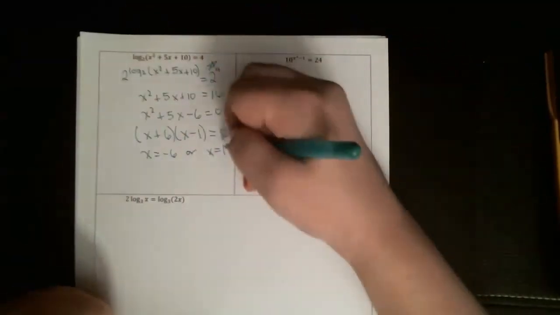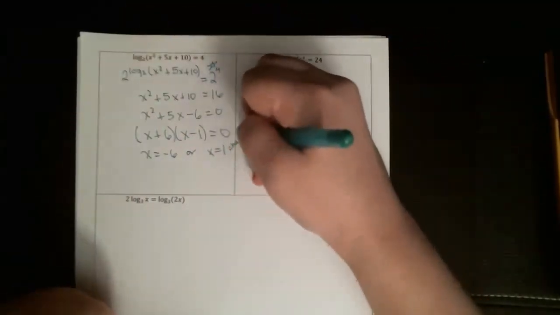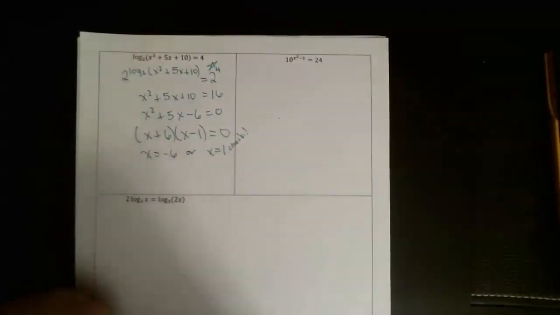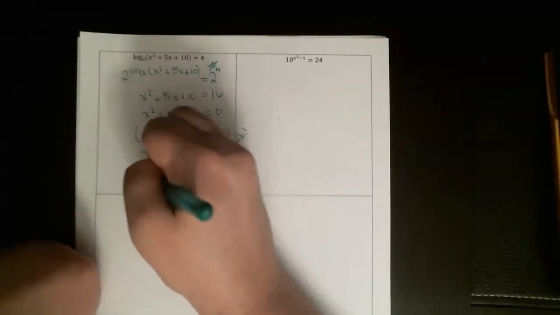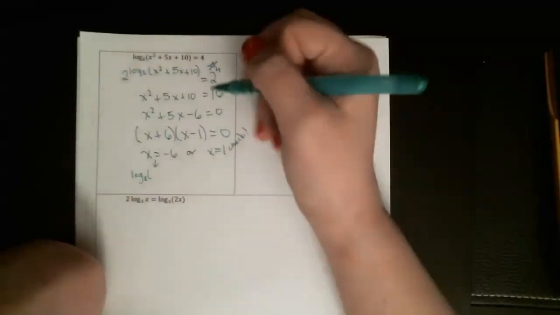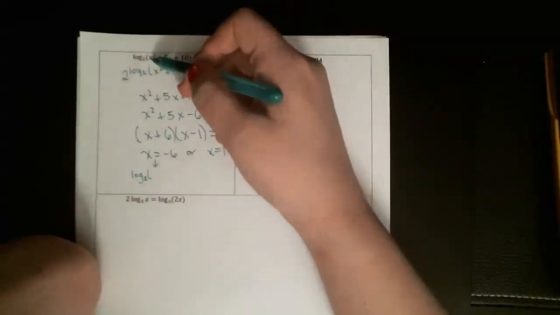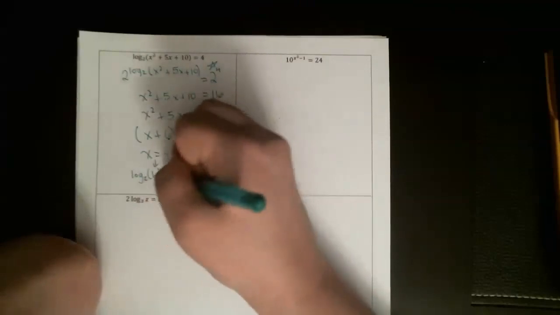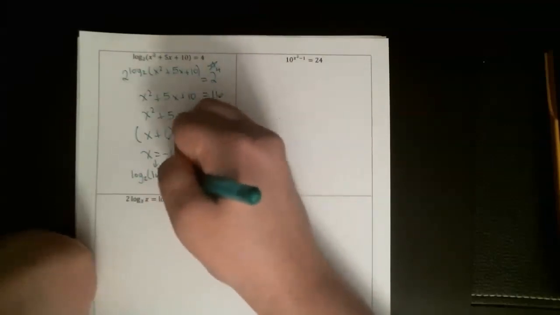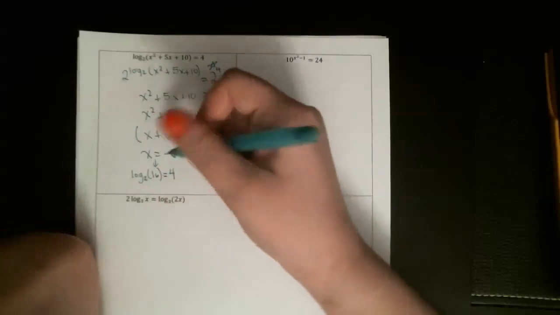We have our non-optional check here. This is a log equation. Okay, so if we check the negative 6, we get 36 minus 30, which is 6, plus 10, which is 16. So log base 2 of 16 equals 4. Okay, so it's definitely not extraneous.